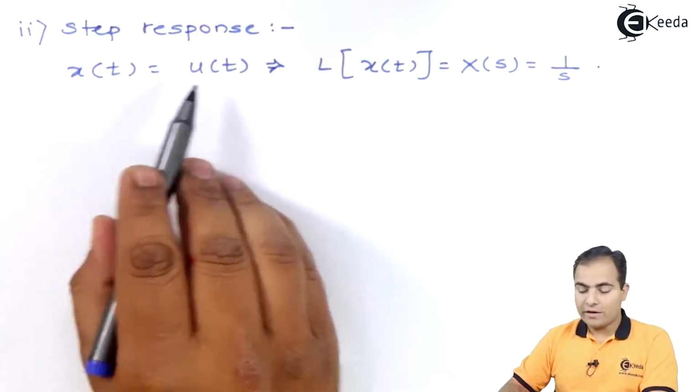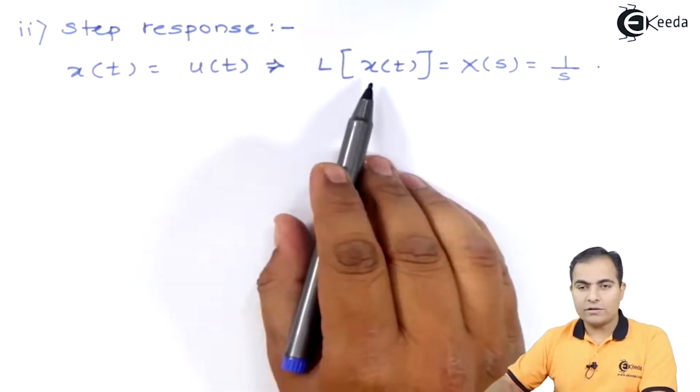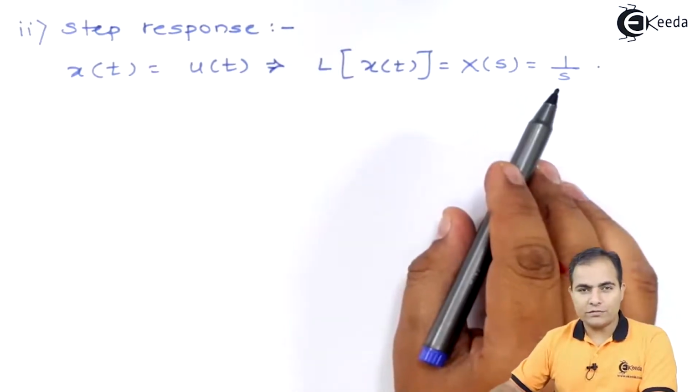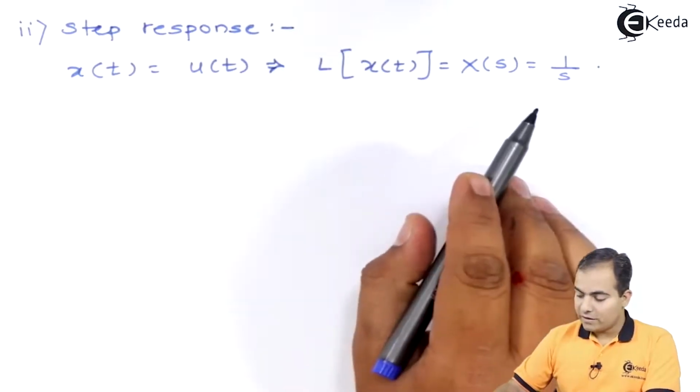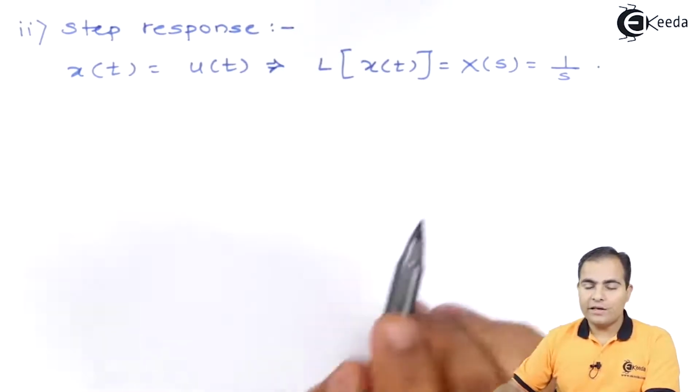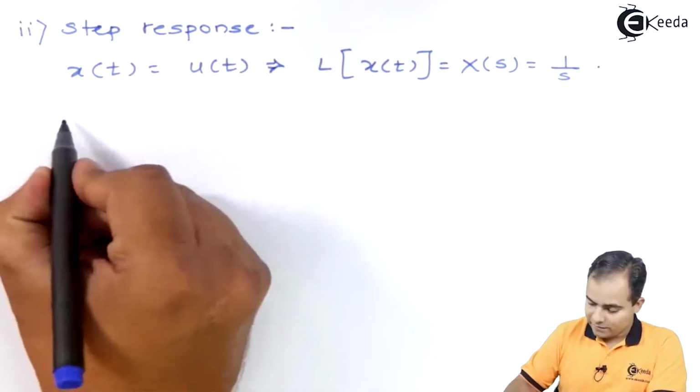Now, x(t) we consider as u(t), and the Laplace transform of x(t) is nothing but the Laplace transform of the unit step, which is 1 by s. Now, what is the next step? We have to substitute this value in equation number 1.